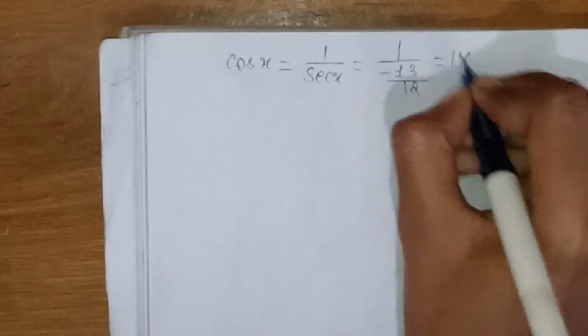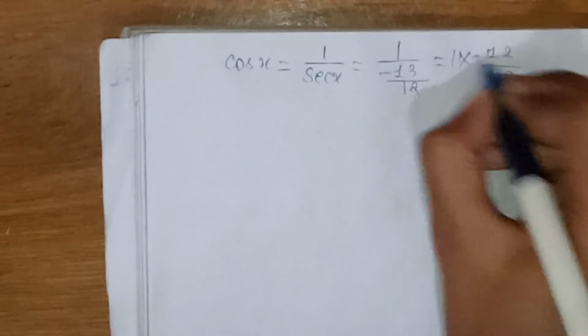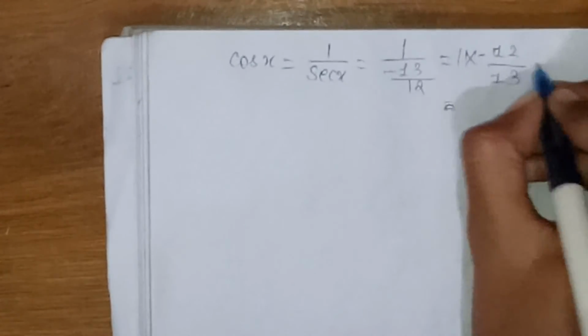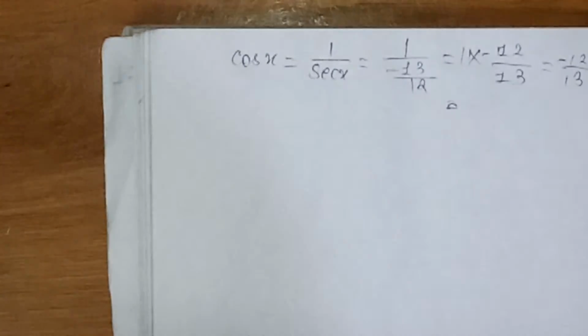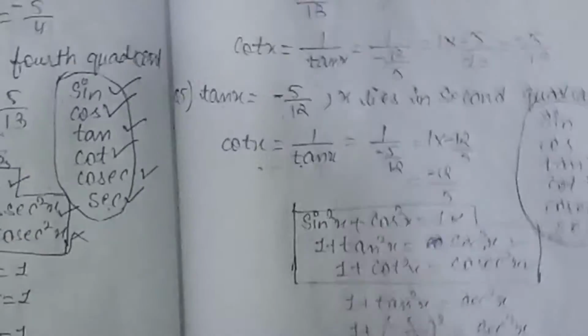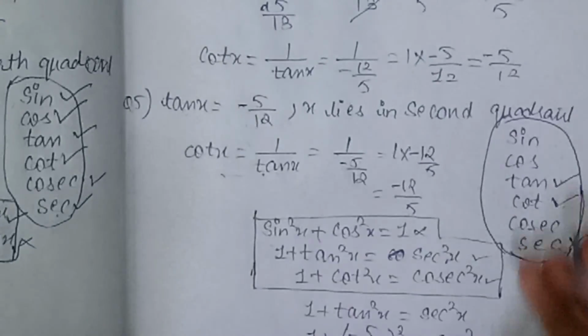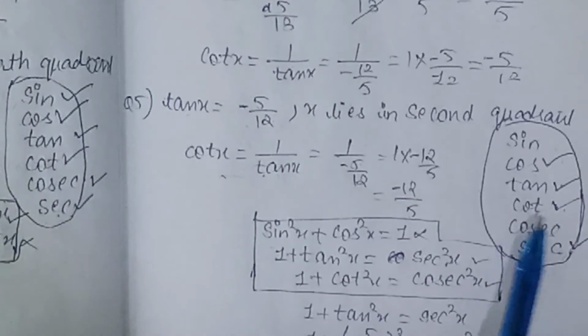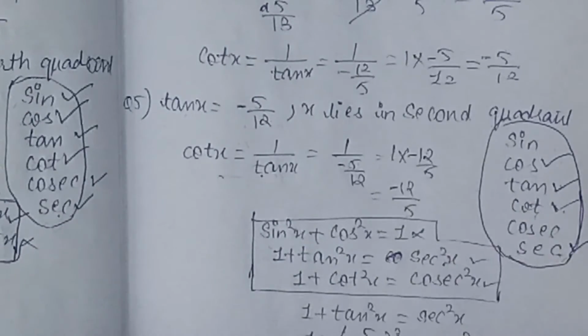So 1 into, the reciprocal of 13 by 12 will come here, 12 by 13, minus. So minus 12 by 13. The value of cos is what we got. So we got the value of cos also. We just want to find sine and cosecant. Again we have to use the equations.